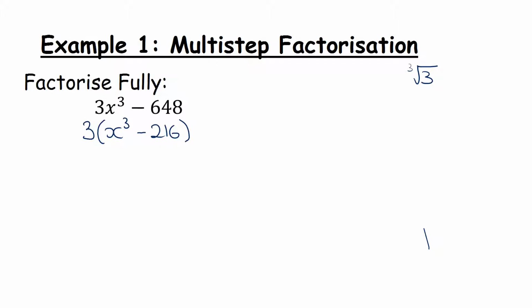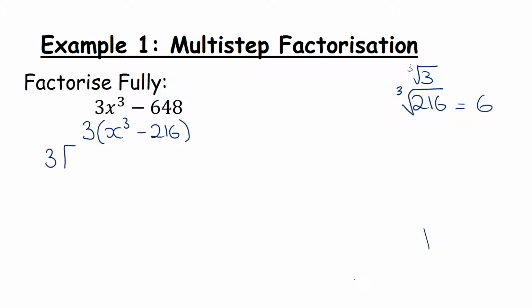Now, I'm looking at something in the bracket that looks like a difference of two cubes, but I'm not sure. So let's go and check. If I do the cube root of 216 and put it into my calculator, I'll discover that it gives me 6. So it is actually a difference of two cubes. So in this case, it wasn't enough just to factorize once. We now have to factorize a second time.